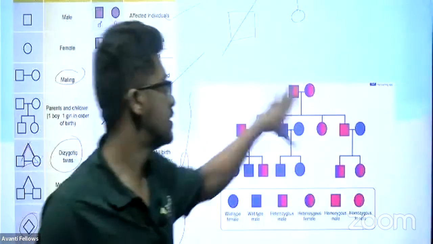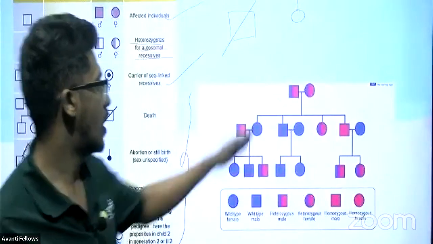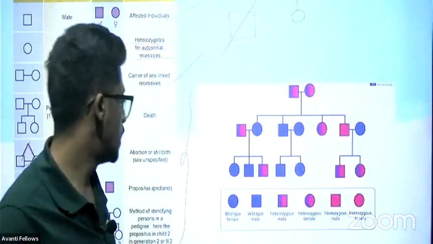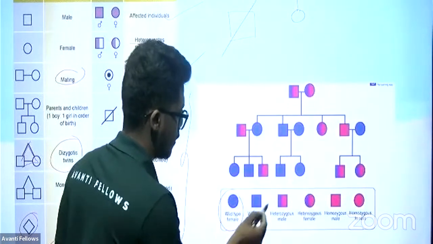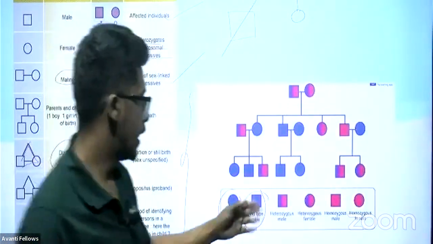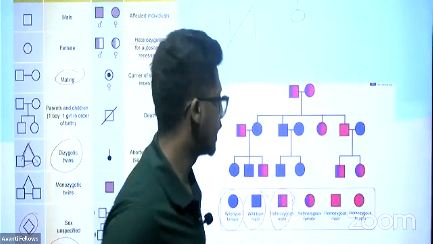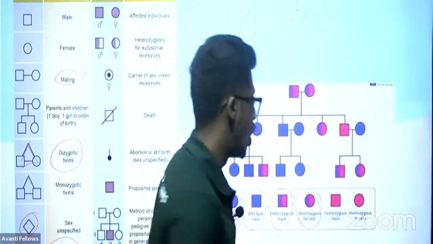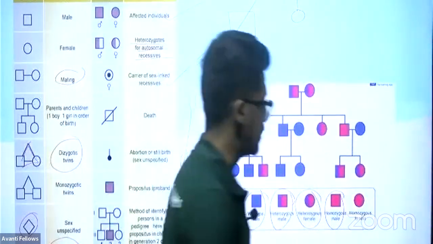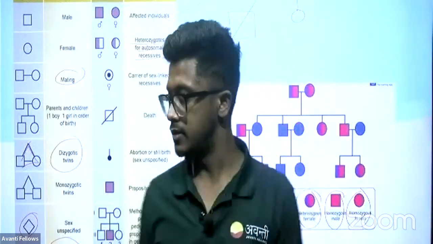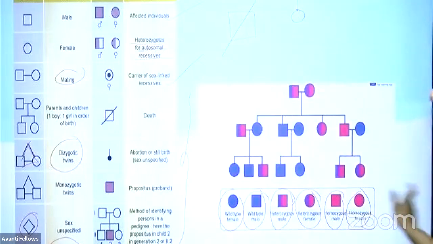Now look at this chart. In this chart we have half shaded individuals. A wild type female means normal, and a wild type male means normal. Heterozygous male is half shaded, and heterozygous female is half shaded. Homozygous male means completely shaded, and homozygous female means completely shaded. So these are the ones that we represent through a pedigree chart.